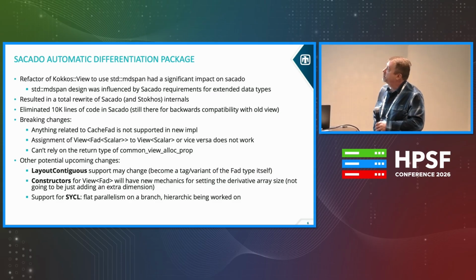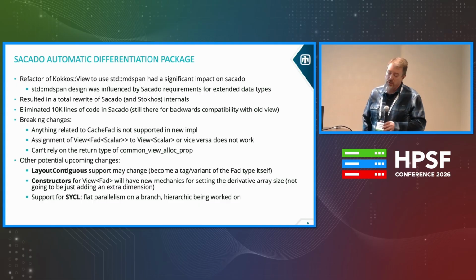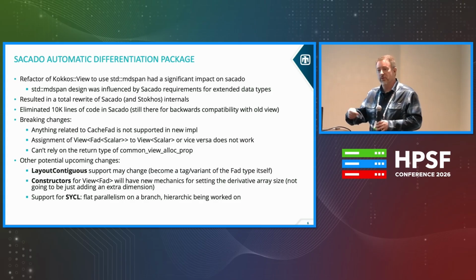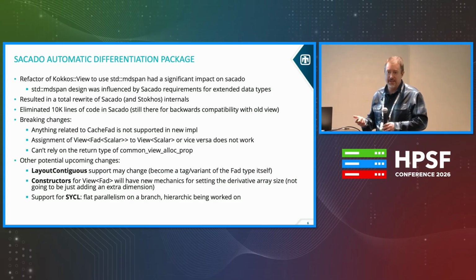Okay, so for Staccato, even though Staccato's not in this core area, I did want to mention this because the Kokkos refactor forced a complete rewrite of the Staccato internals. Hands down, the MDSpan design was influenced by Staccato requirements. Trying to overload a view for automatic differentiation types is tricky because you're adding an extra rank for the hidden derivative dimension in the AD.